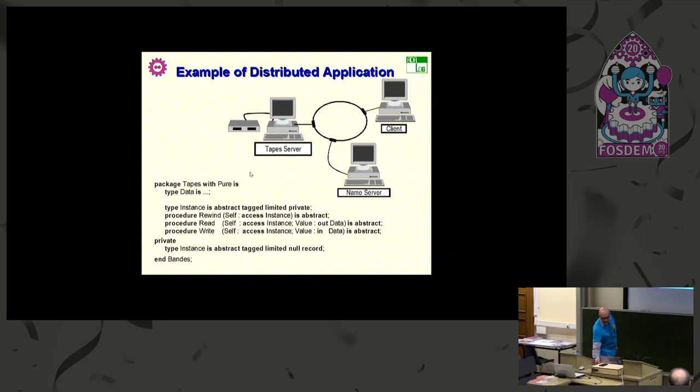Anyway, so imagine I have one computer here that manages tapes, okay? So first, I define an abstract data type, tape, with pragma pure, which means it's another categorization package, that means that there is no side effect. And well, the basic operations: rewind, read, and write. Okay.